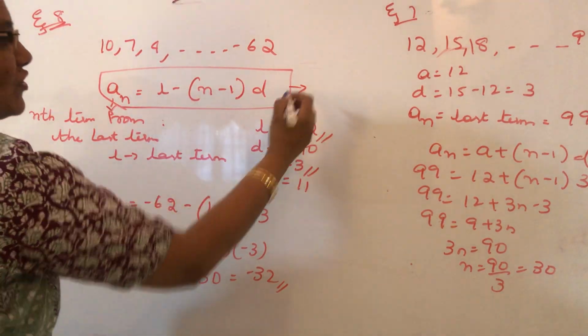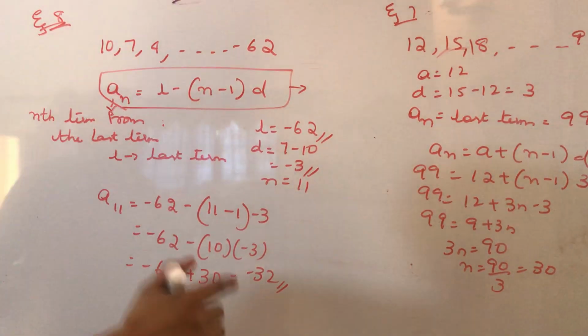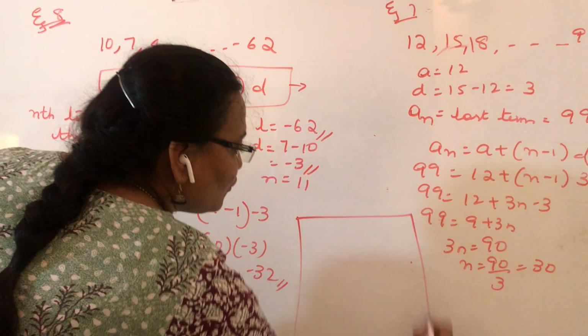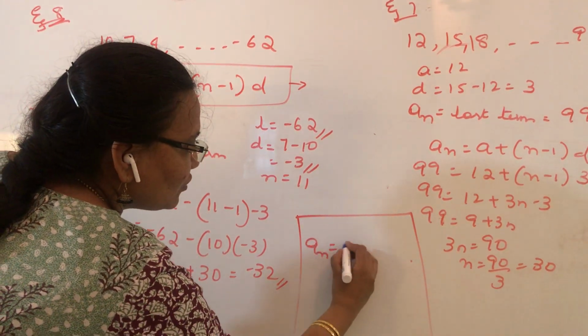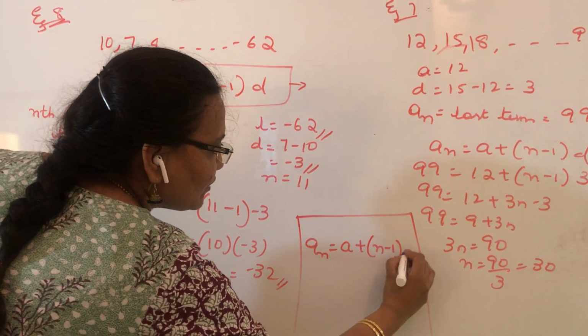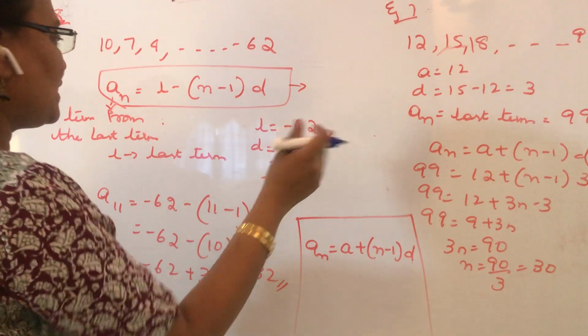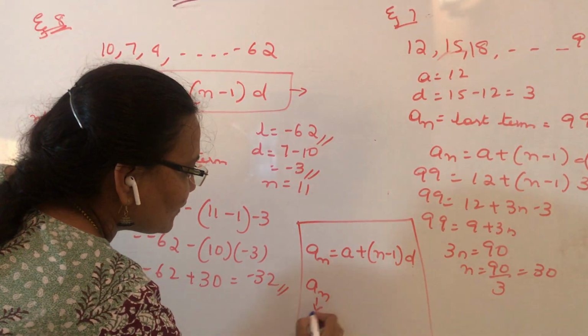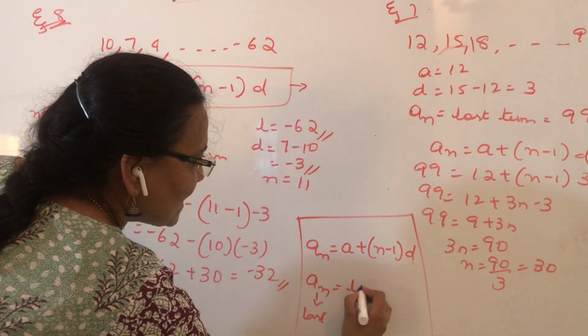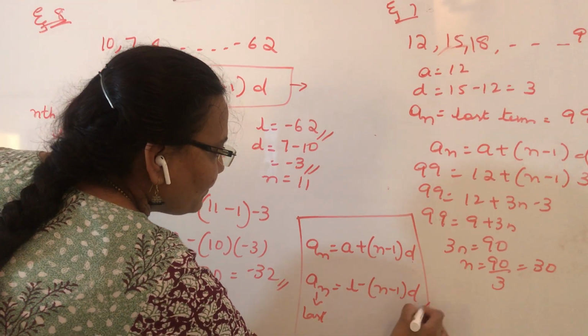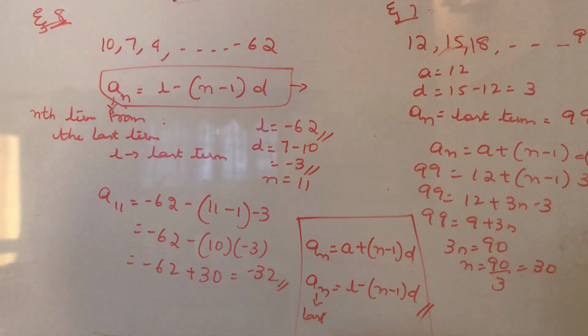So this is the new formula you are learning. Till now you have learned two formulas. What are those? A of n is equal to A plus (n minus 1) into d. This is for finding the nth term from the beginning. And this is for finding the nth term from the last: the formula is L minus (n minus 1) into d. Okay, till now two formulas learned.